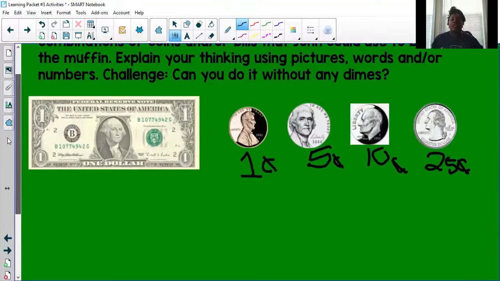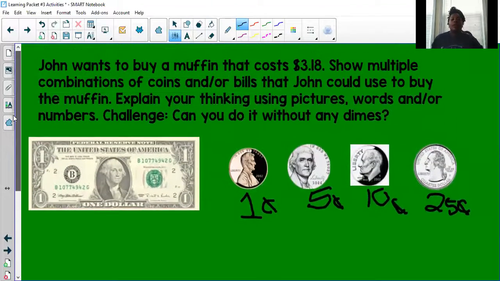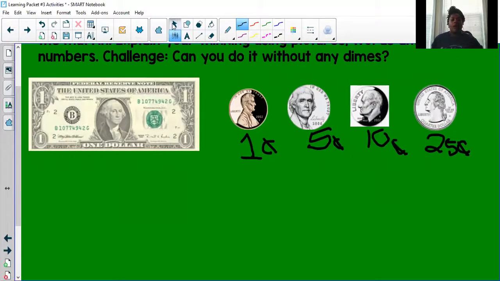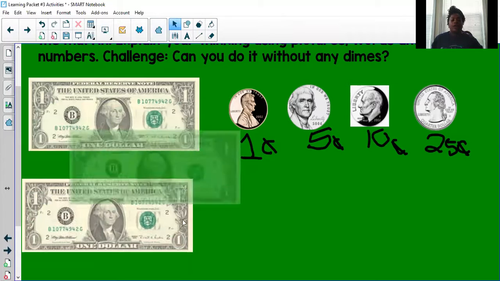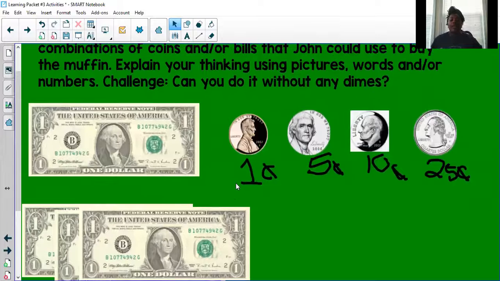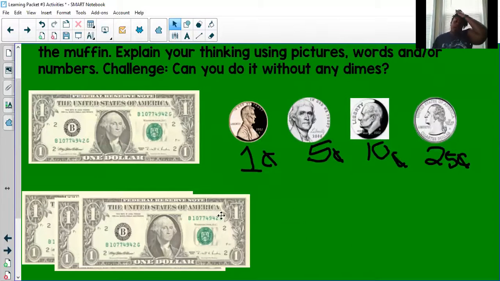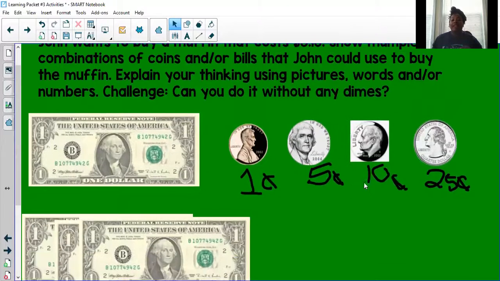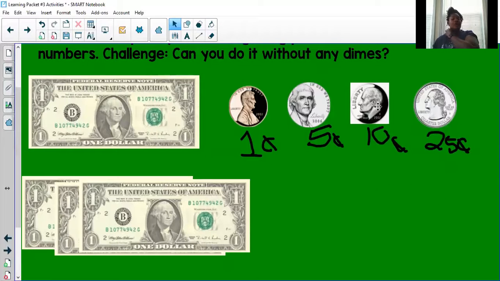So to make $3.18, I'm gonna do it with the dollar bill. So I will pull, this is my $1, I could do $2, and now that's $3. So now I have $3 because each dollar is worth one whole dollar. Now I'm gonna break down my cents. So I have 18 cents that I need to create with these coins. For my 18 cents, I'm going to start off with 1 dime. 1 dime means that I have 10 cents.